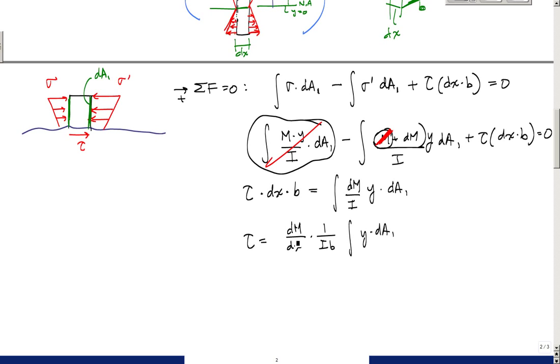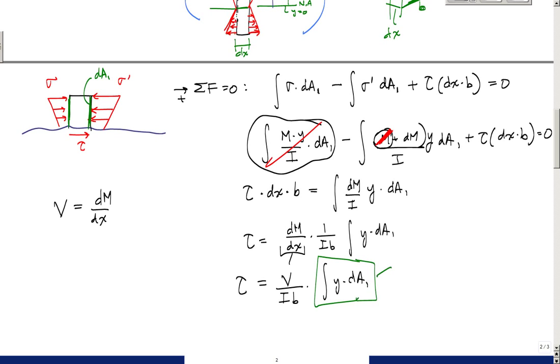If you remember from the shear moment diagrams, we said that V is equal to dM over dx, or the slope of the moment diagram is equal to the value of the shear. And so this tau is V over IB times y times dA1. And this term, this area times y, is what's called the first moment of area. In particular, it's the moment of the area A1 about the neutral axis.